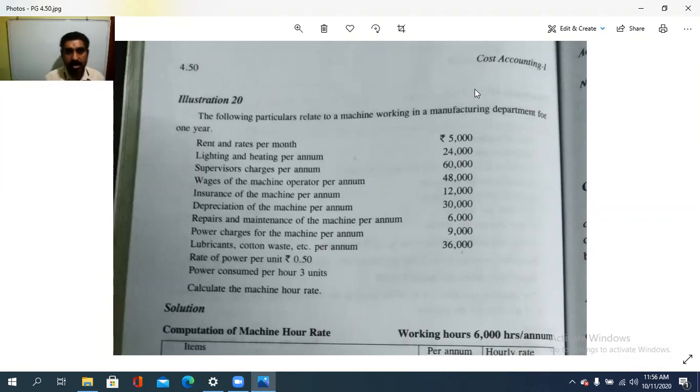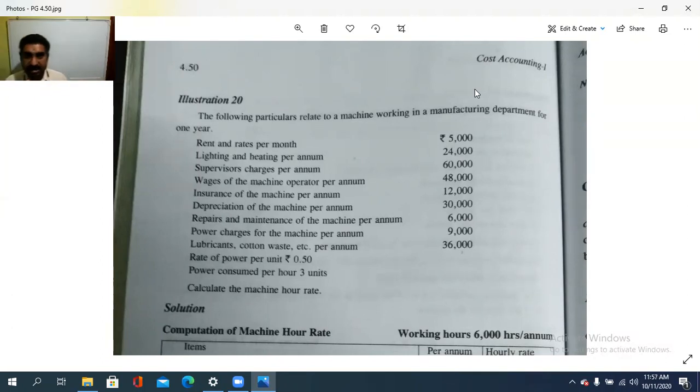Then the following particulars relate to a machine working in a manufacturing department for 1 year. Rent and rates per month 5,000. Lighting and heating per annum 24,000. Supervisors charges per annum 60,000. Wages of the machine operator per annum 48,000. Insurance of the machine per annum 12,000. Depreciation of the machine per annum 30,000. Repairs and maintenance of the machine per annum 6,000. Power charges for the machine per annum 9,000. Lubricant cost, cotton waste, etc. per annum 36,000. And rate of power per unit is 450. Power consumed per hour is 3 units. Calculate the machine hour rate.